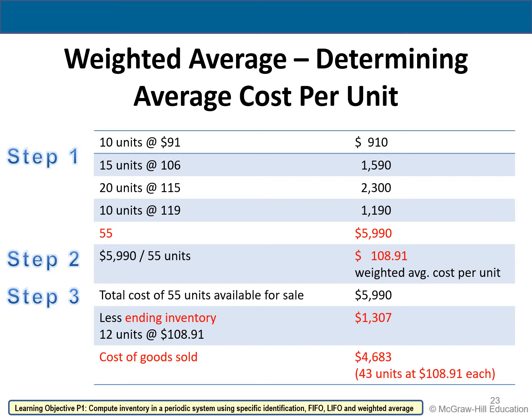Our ending inventory is 12 units. Our cost of goods sold is 43 units. We had 55 to start, less 43 equals 12. So 12 units at 108.91 per unit makes our ending inventory 1,307. And our cost of goods sold, 43 units at 108.91 per unit. Cost of goods sold is 4,683. Okay.